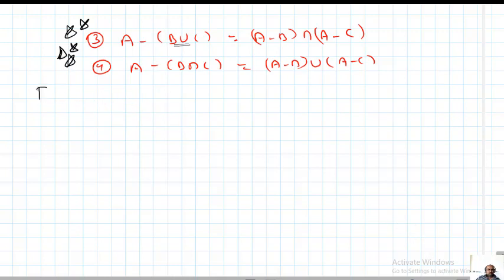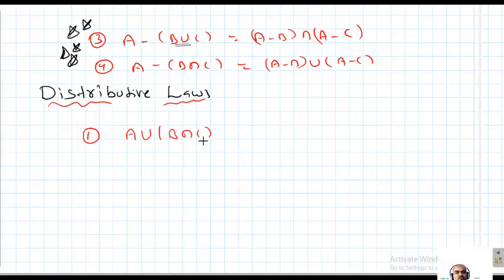Next thing is distributive laws. Students, our first distributive law: A union B intersection C, remembered as A union B intersection A union C. This is one of the distributive laws. In other words, I can say that union is distributive over intersection. Already you know that, no?